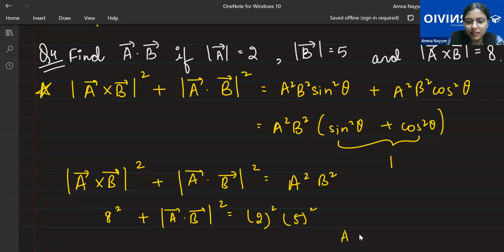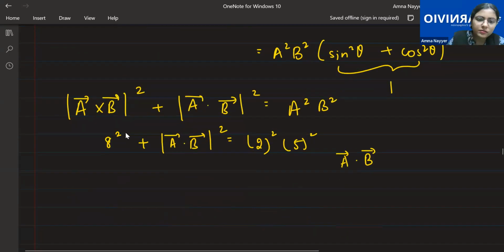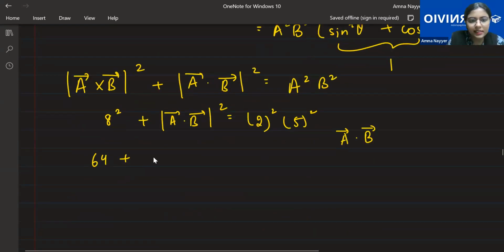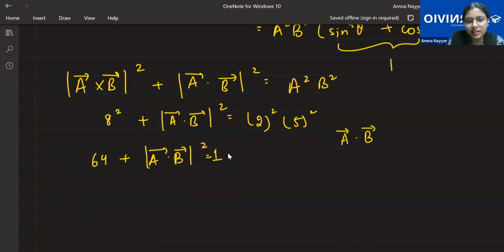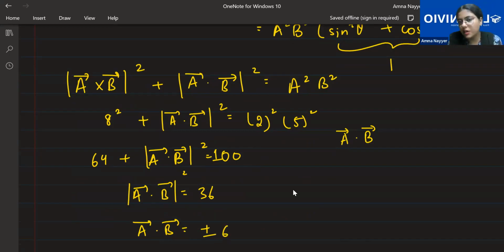So when you solve this, this is 25, this is 4, this is 64, right? So this will be subtracted. Look, 64 plus A dot B whole square is 25 into 4, which is 100. So A dot B whole square is 36, sorry. So what is A dot B? Plus minus 6. Clear?